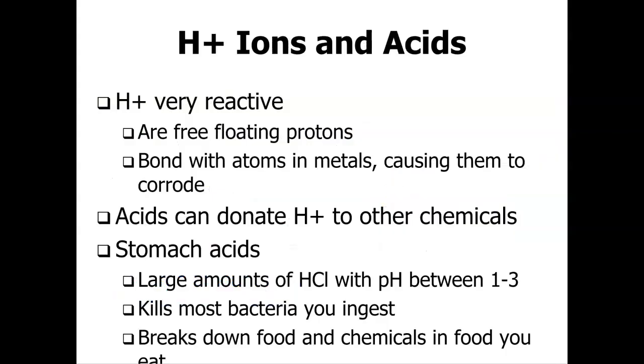So, like we said, hydrogen ions, very reactive. They have free-floating protons. They bond with atoms and metals, causing them to corrode. They can donate hydrogens to other chemicals and make them more acidic. And things like stomach acid, which is hydrochloric acid, have a pH of around a 1 or a 2, can actually be up to a 3. They found out the less acidic the stomach acid, for example, if you use a lot of antacids, it could actually cause you to have more allergies.